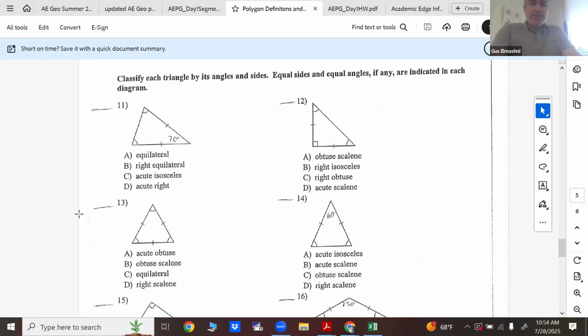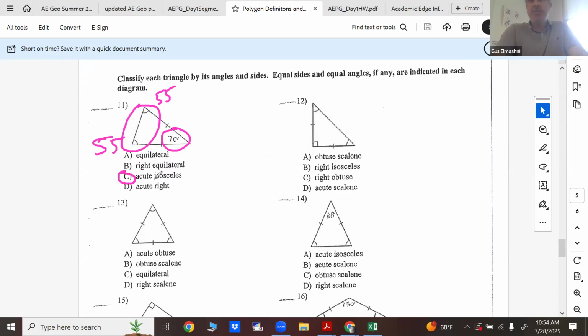Okay, now let's classify angles. Classify each triangle. I'll just do this with you guys. So if that's 70, then how much is left for these 2 here? How much do I have left over? Right, so 55 each. It's got to be 55 each. So I would definitely say this is acute.